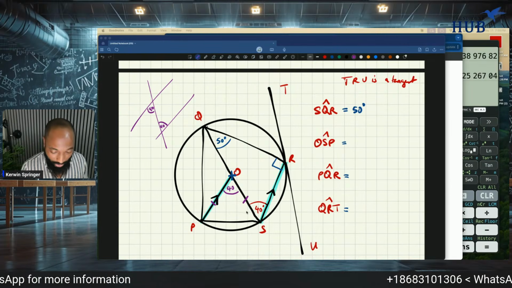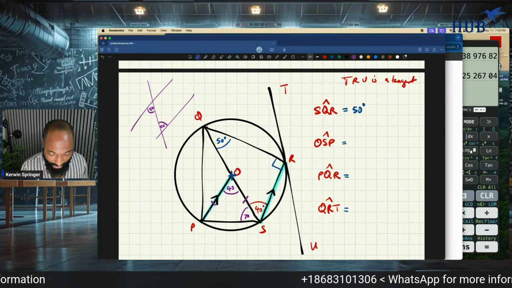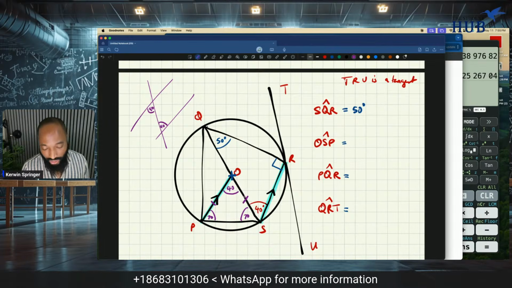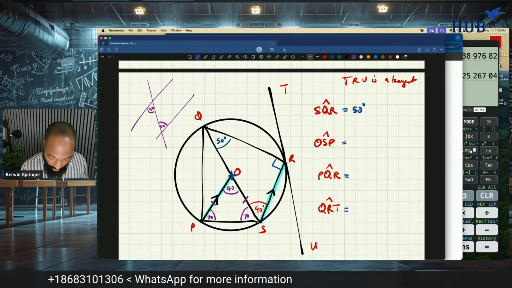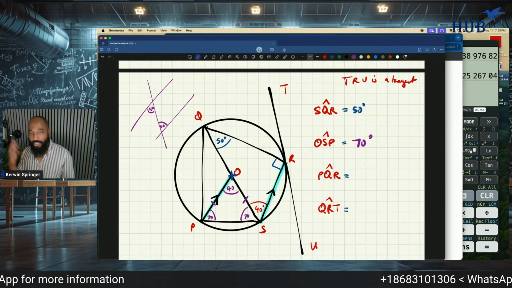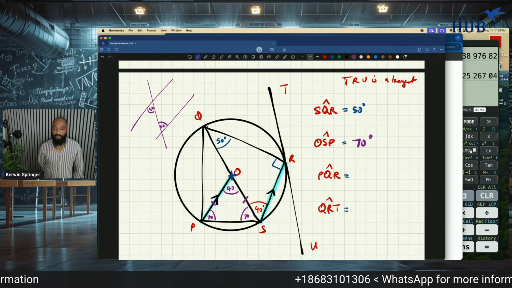So all of a sudden, everybody was able to start to spam the chat with 70 and 70. 70 plus 70 makes 140, and then the 40 will make the 180. So OSP is 70. And then what will be PQR?